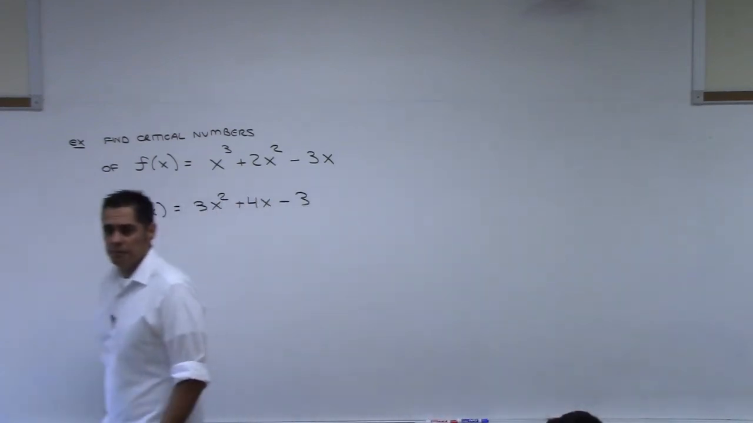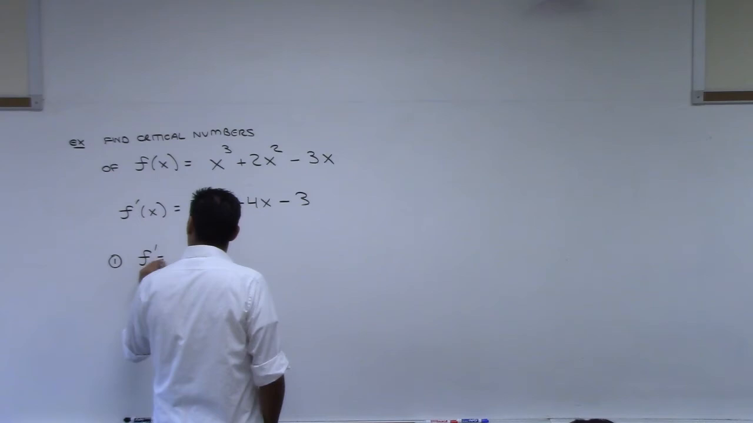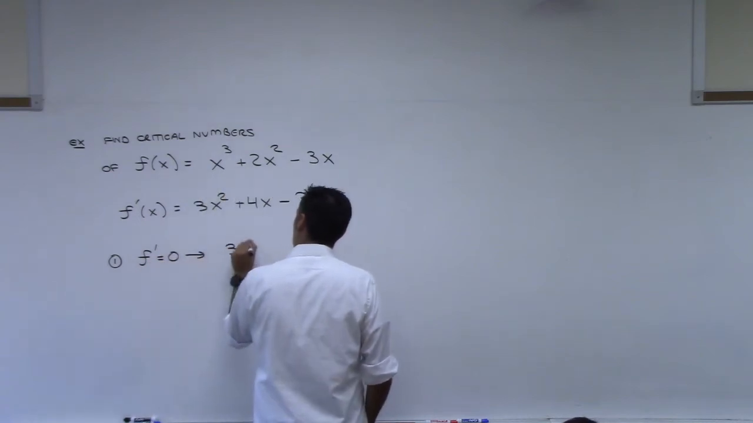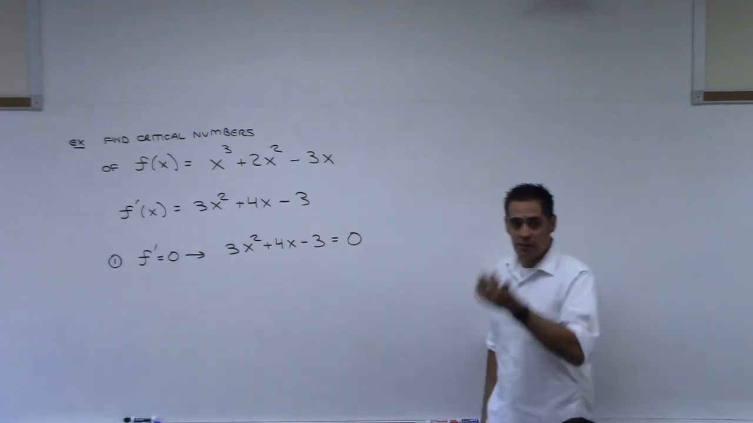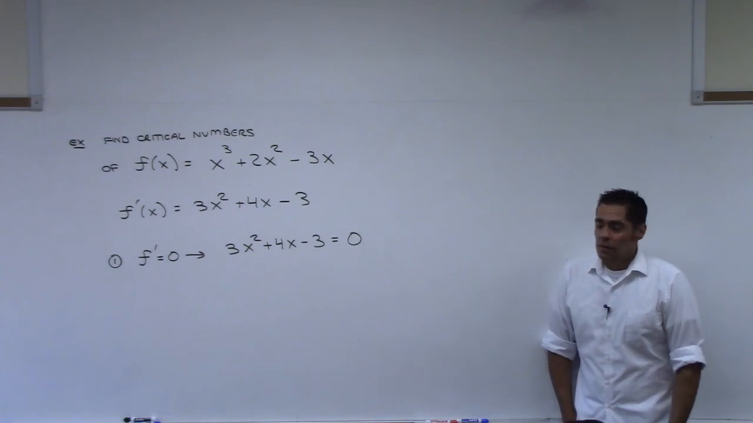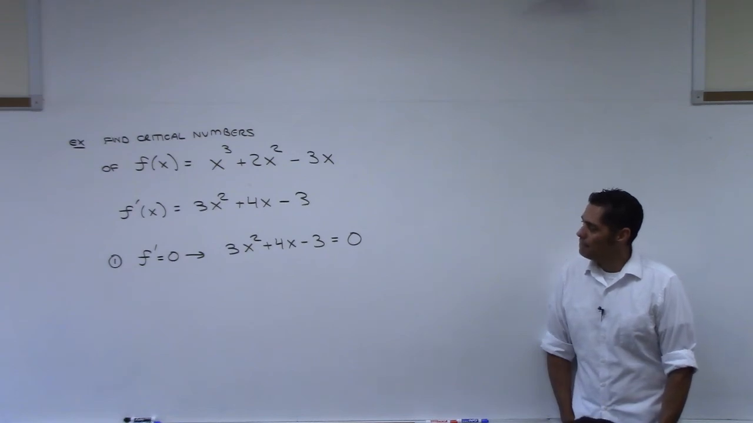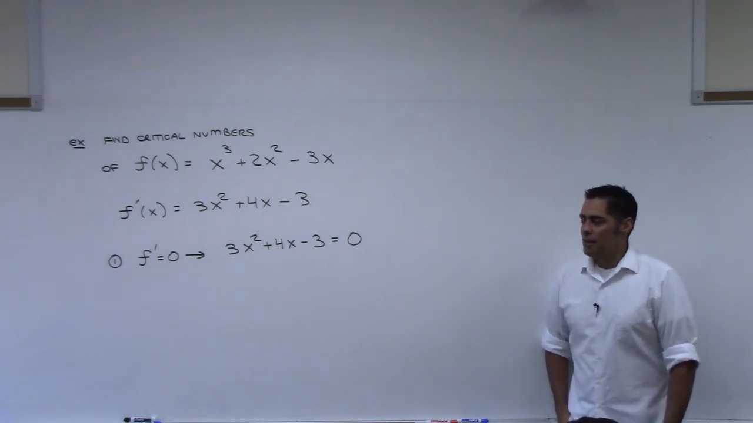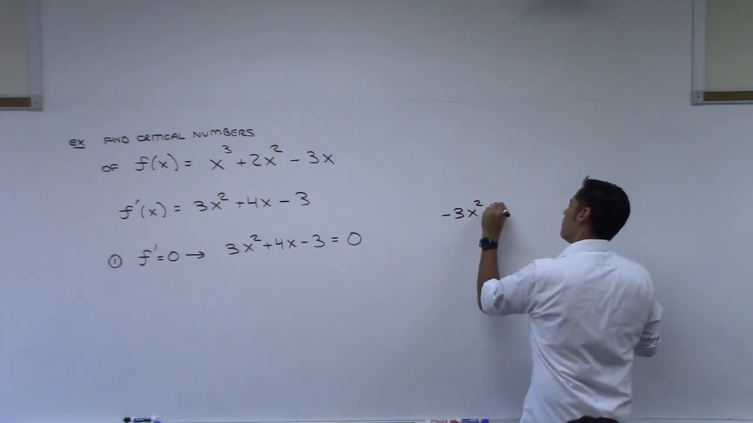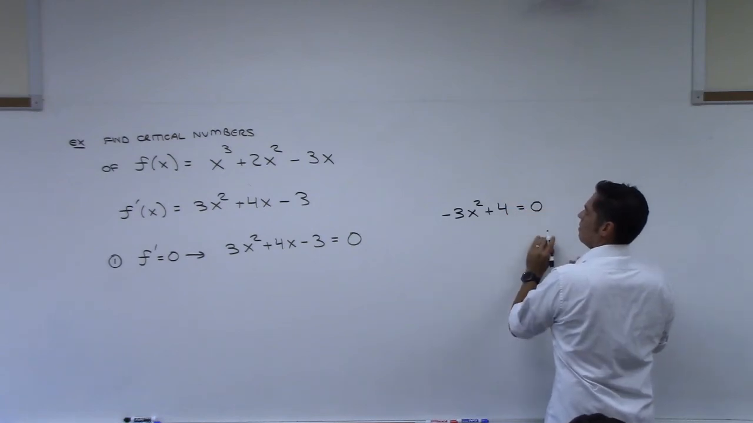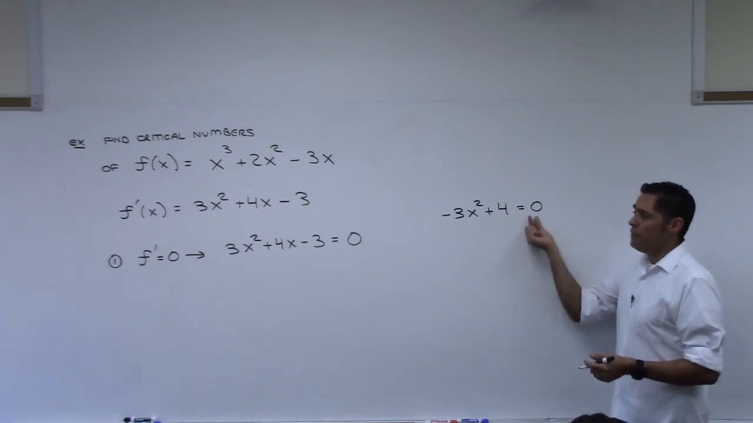What's the first thing we do? Figure out when this is 0. That means I have to take 3x squared plus 4x minus 3 and set it to 0, right? The problems that we've had before, like the one before this, that was our derivative from the previous problem. And what I did was I moved the 4 over and then divided by 3.